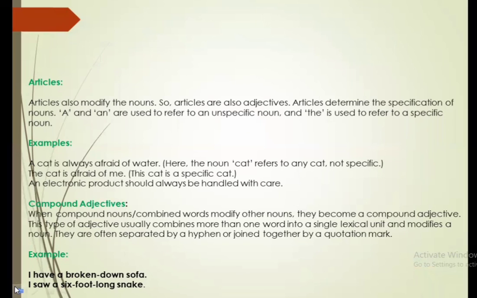Examples: I have a broken-down sofa. The word broken-down, which is a compound word, is describing the sofa, so it becomes a compound adjective. I saw a 6-foot-long snake. The word 6-foot-long is describing the snake, so it is a compound word, and that's why it becomes a compound adjective.